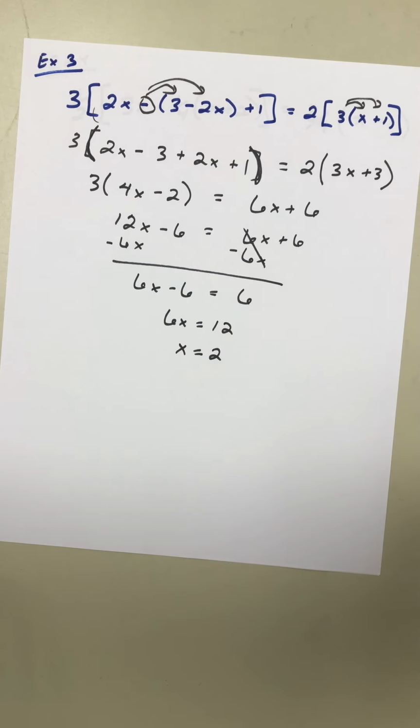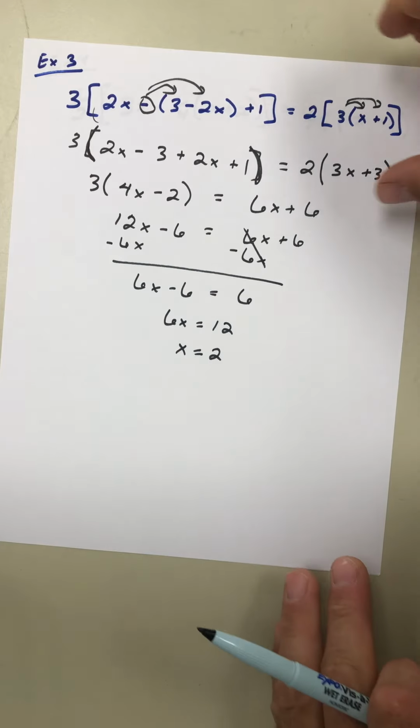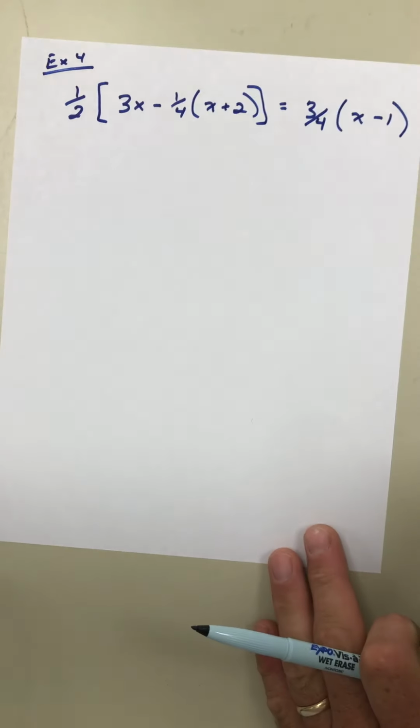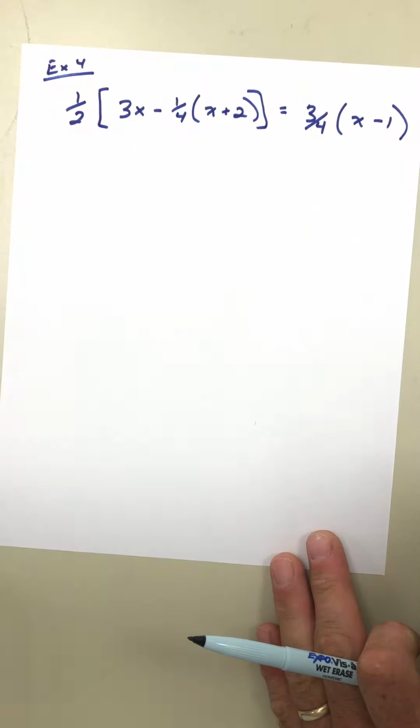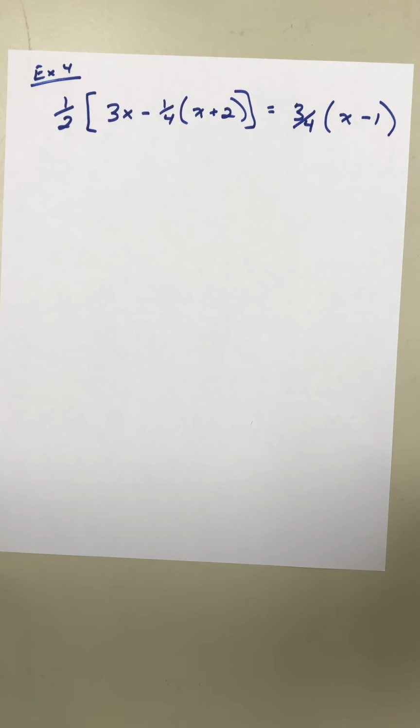Some steps you're going to be able to skip, but I want to be able to see a lot of your steps so I can see what you're doing within the problems. And the last one, example 4, just a little nastier. We have some fractions to work with. Doesn't matter to me how you want to work with your fractions. Just don't change them to decimals necessarily.